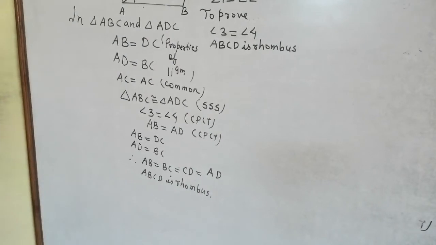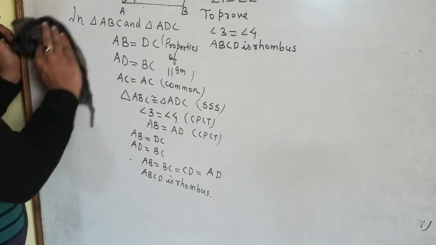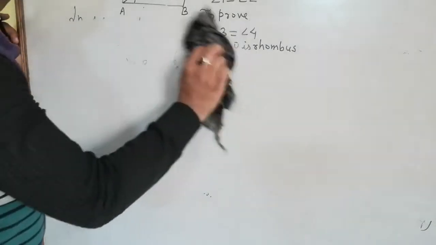Now we have to prove that if ABCD is a rhombus, then the diagonal bisects A and C, as well as the diagonal bisects B and D. So this we have to prove in question number 7. So this we can rub now. Now we'll start with question number 7.